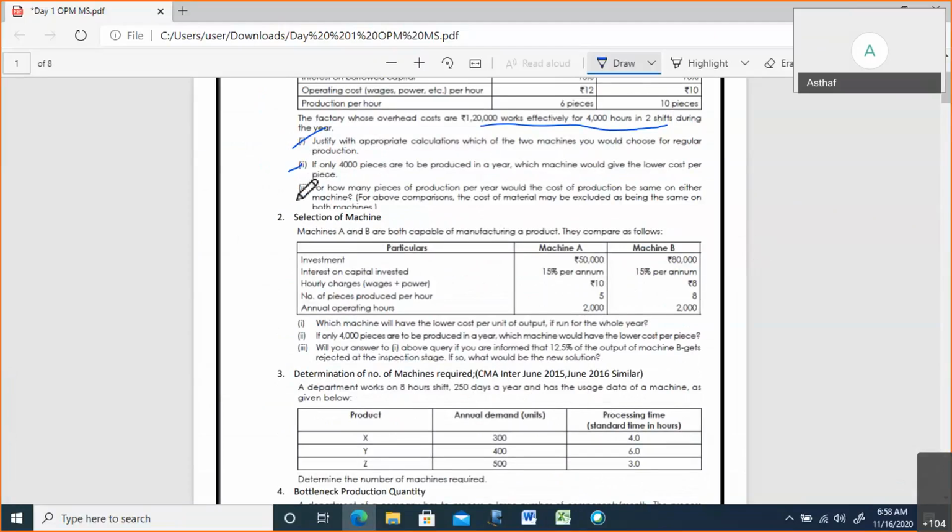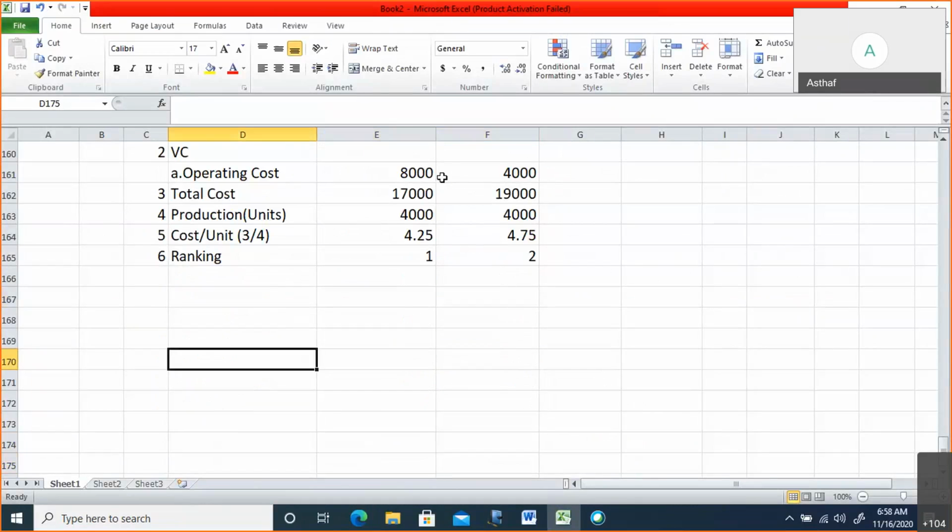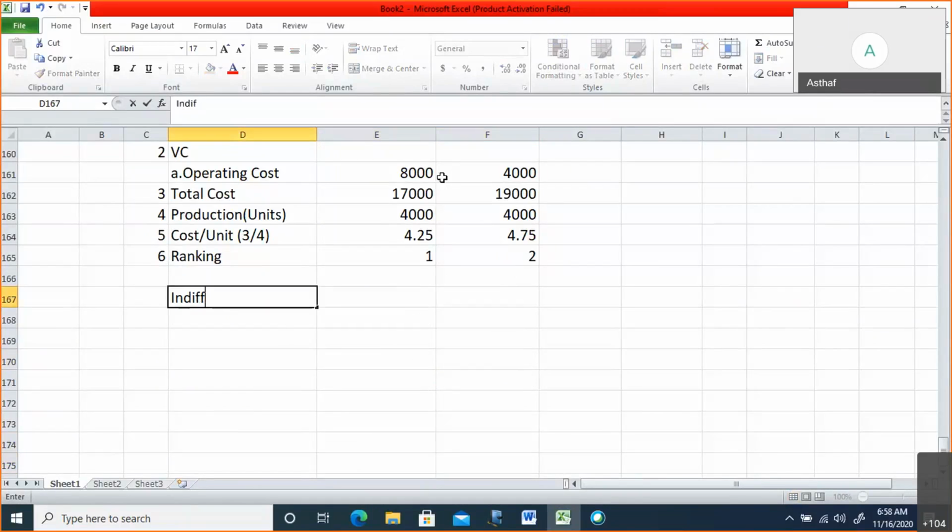Now what is question part 3? For how many pieces of production would the cost be the same for the machines? This is a very important point, my dears. We call this indifference cost. Everyone listen here. This can be tested from your objective perspective also. Indifference level means both are the same.